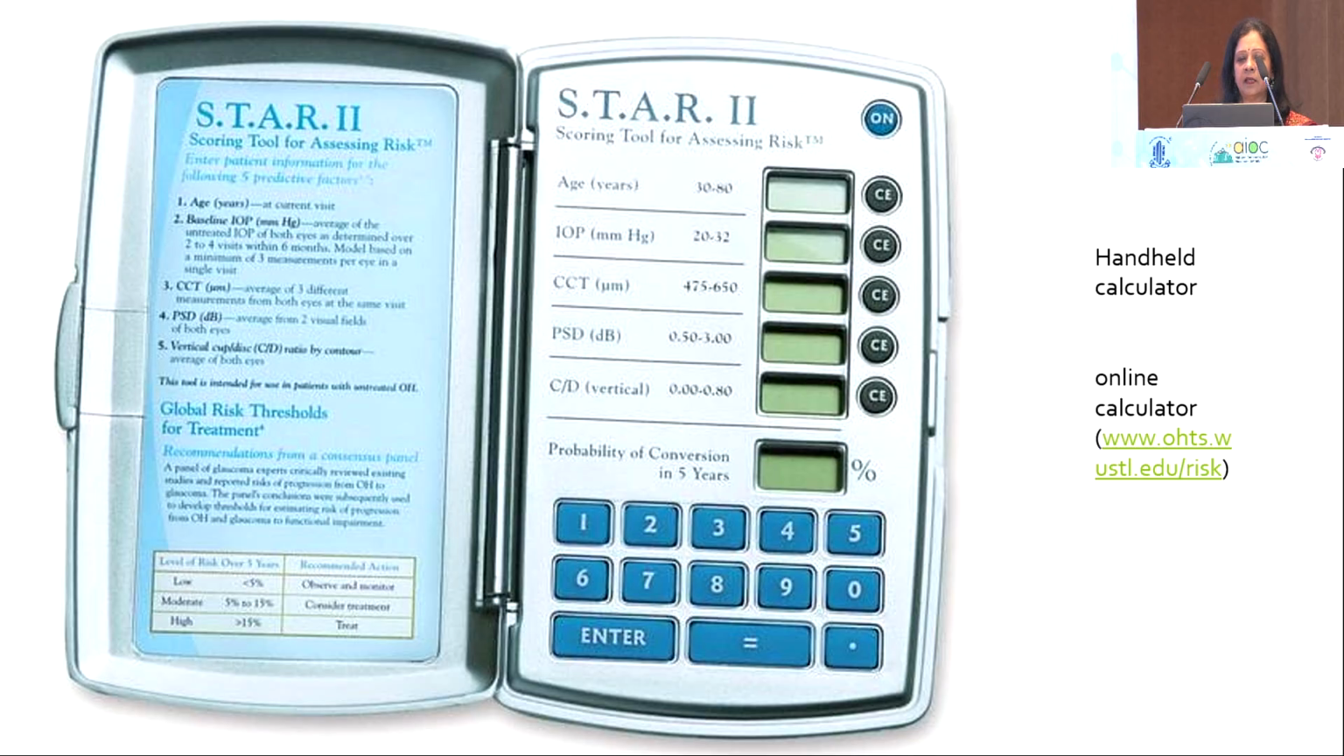This is the risk calculator, the scoring tool for assessing risk. This is a handheld calculator where you put in all the information of the patient, and then you get the probability of conversion over the next 5 years. And if this exceeds 35%, then you can start the patient on treatment. If this is not available, then the online calculator is there, based on which you can calculate the risk.